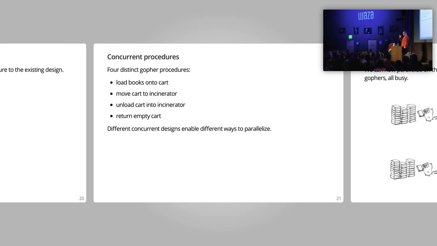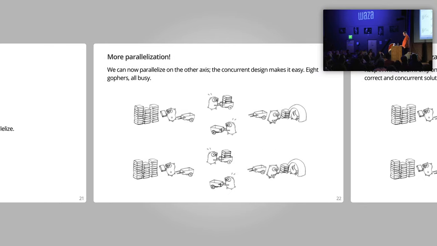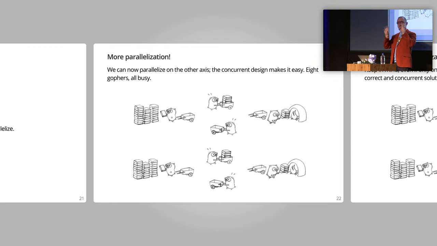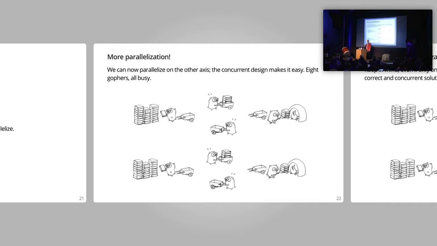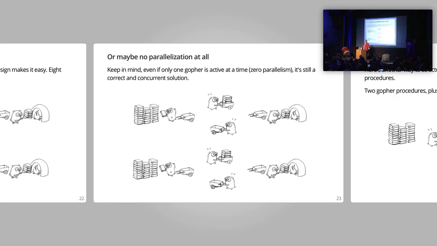But that's not the only way we could do it. Here's a completely different design. Sorry, not completely different. Here's the same design made more parallel by putting another pile of books, another incinerator, and four more gophers. But you see, the key point here is we're taking the idea of how we break the problem up, and once we understand its concurrent decomposition, we can actually parallelize it on different axes and get better throughput or not, but at least we understand the problem in a much more fine-grained way. We have control over the pieces. In this case, if we get everything just right, we've got eight gophers working hard for us, burning up those C++ manuals. Or maybe there's no parallelization at all.